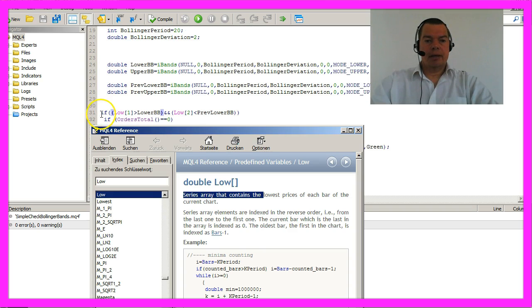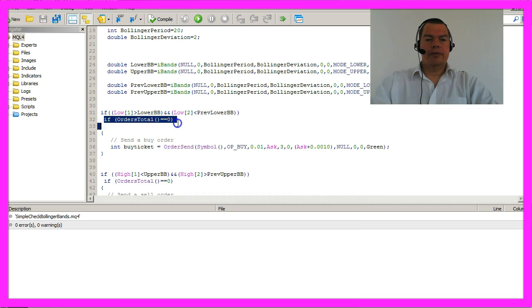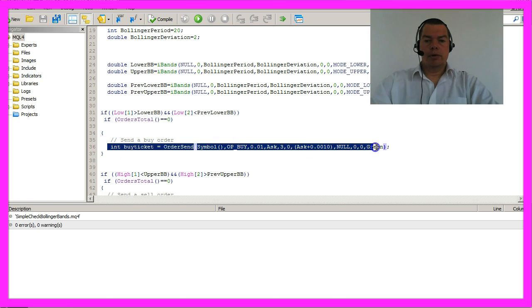Here we will check if the current lowest price is higher than the lower Bollinger Band and if the lowest price was below the previous lower Bollinger Band before. And if we do not have any open trades, we want to buy.